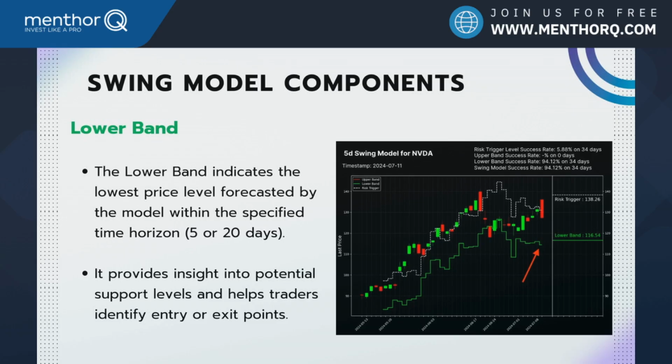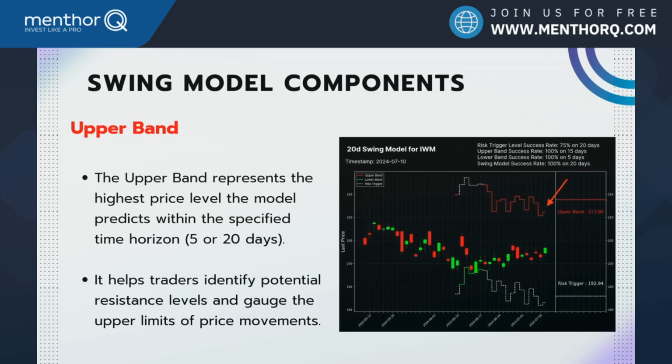I think we've done a few sessions here, but I think we want to simplify how the model looks. So we have three components of the swing model. The first that we're going to go over is our lower band. The lower band is the lowest price that the model expects over the next 5 or 20 days. The model has two time frames, 5 days and 20 days, which is really 1 week and 1 month. So the lower band for our 5 days would be the lowest price that the model expects the price to go over the next 5 days. Think of the lower band as a strong support level, and the lower band can be ideal for entries, bounce setups, or long exposure around that level.